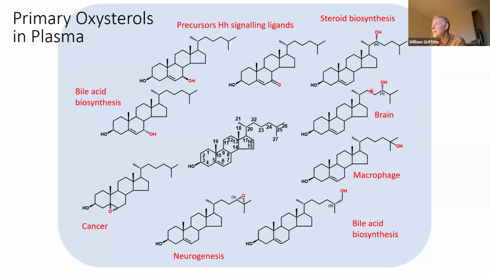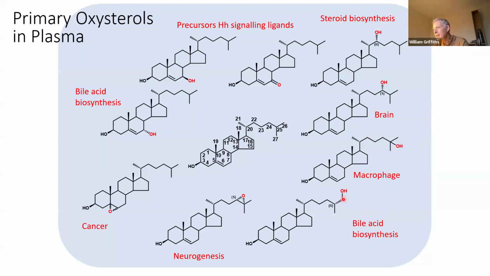This one, 24S-hydroxycholesterol, so we've moved the hydroxy from 22 to 24. This one's only made in brain. Actually, it's only made by neurons, and it's exported from the brain into the bloodstream. 25-hydroxycholesterol is normally a minor oxysterol, but if you have an infection, then macrophages make a lot of it. So this is only observed when you have an infection.